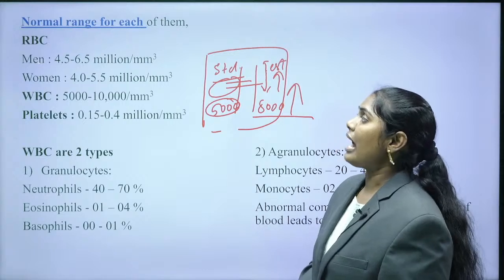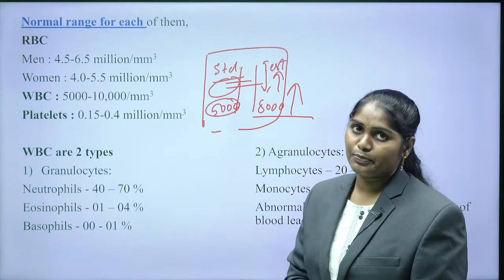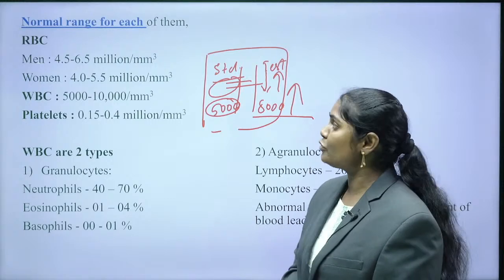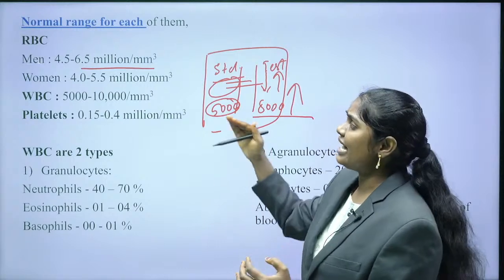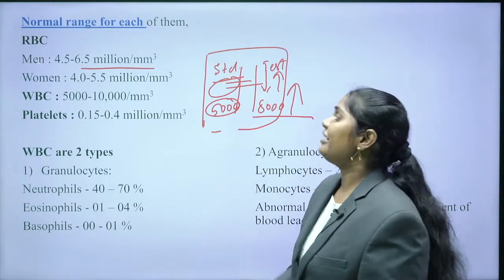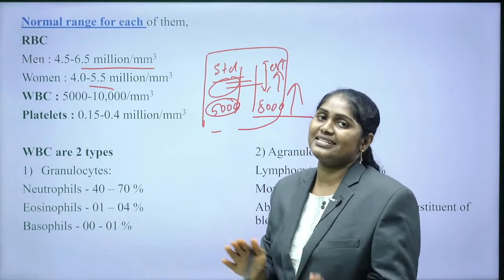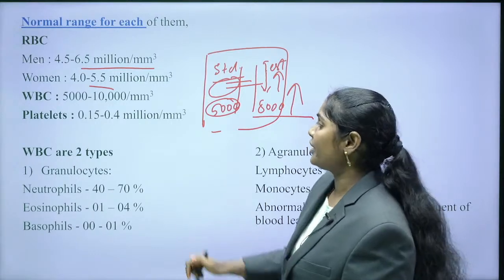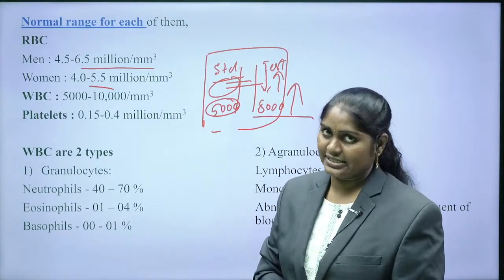So coming to RBC, in men 4.5 to 6.5 million per mm cube is the normal range. Okay, it is the range in a healthy individual. In females, 4 to 5.5 million per mm cube of red blood cell count will be there. Okay, so below that or above that will cause some abnormal diseases.